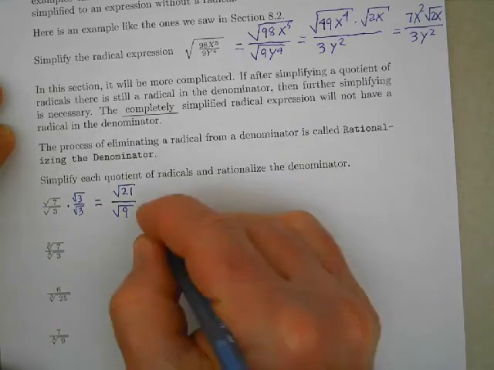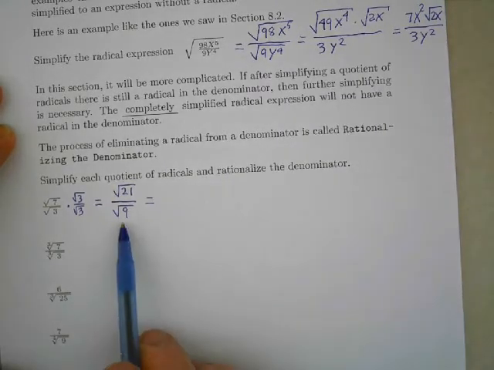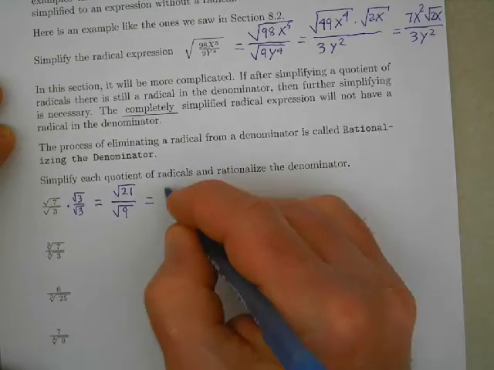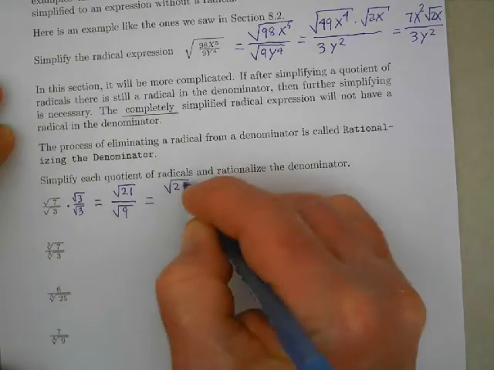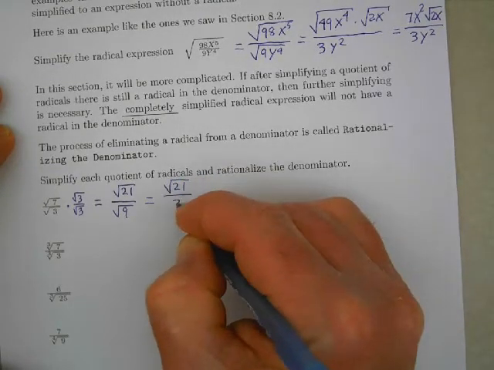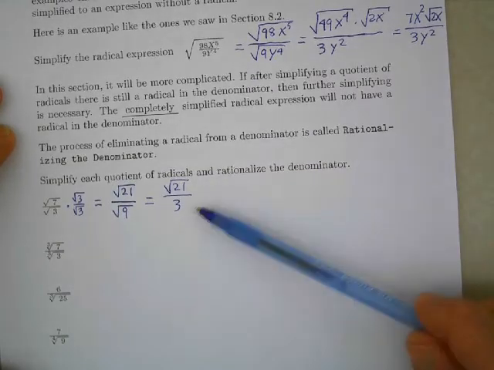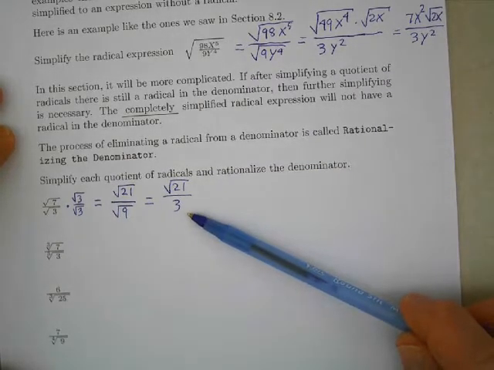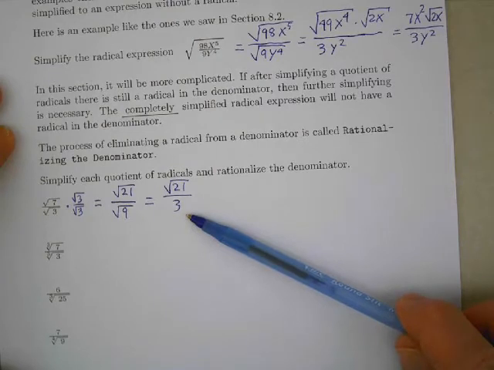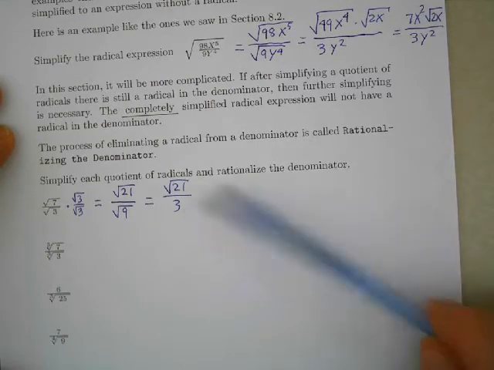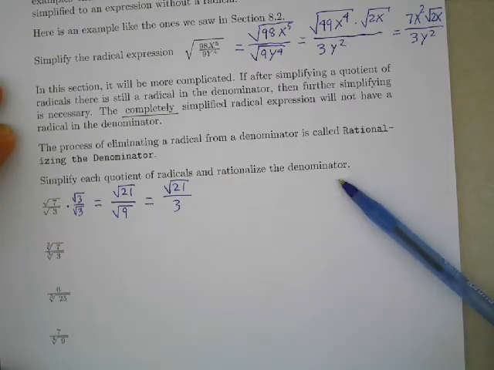But we can simplify the square root of 9 in the denominator, and the simplified answer is the square root of 21 divided by 3. So now you see that the end result, the expression, does not have a radical in the denominator. So we say that we have succeeded in rationalizing the denominator.